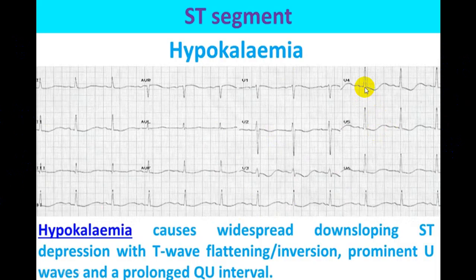Here also, you can see ST segment depression, right? The T wave has almost disappeared, and this is a U wave. This is a U wave. This is a U wave. So when you see again generalized changes, ST segment depression, and the T wave is not seen, suspect this as a U wave. This is hypokalemia. We call the QU interval prolonged.